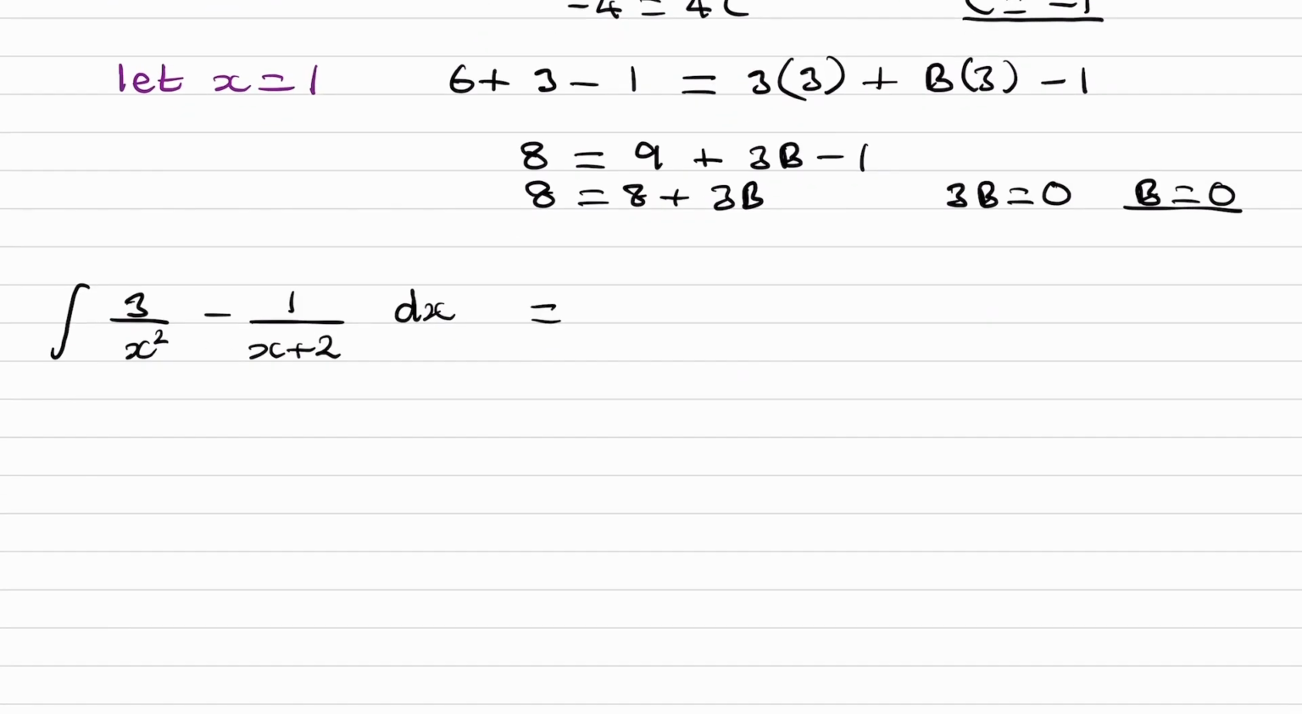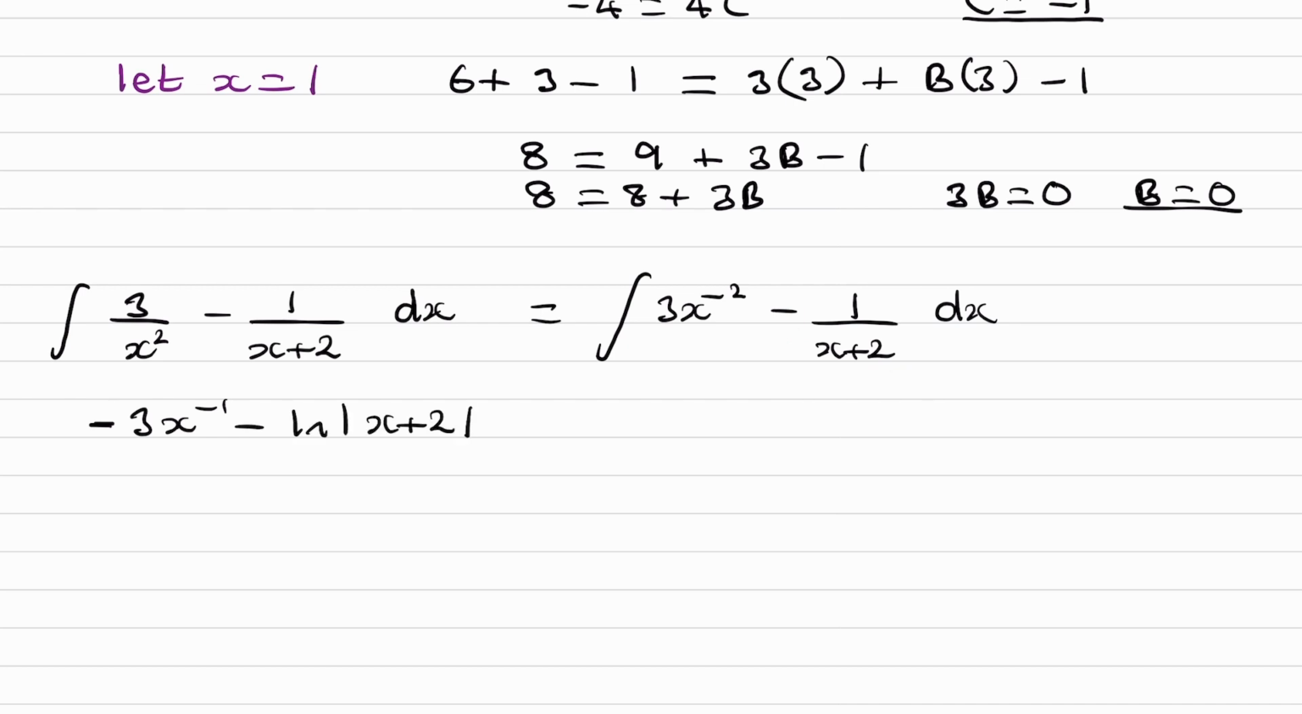So I'll just rewrite the first term as 3x to the minus 2, minus 1 over x plus 2. The 3x to the minus 2, raise the power by 1. 3x to the minus 1, divide by the new power. So dividing by minus 1, well, that'll just make this negative. And 1 over x plus 2 would integrate to make ln of x plus 2. So minus ln of x plus 2. We don't need to put any kind of factor in front, because if you were to differentiate this, it will give you exactly what you have here. So it'll be this plus c.